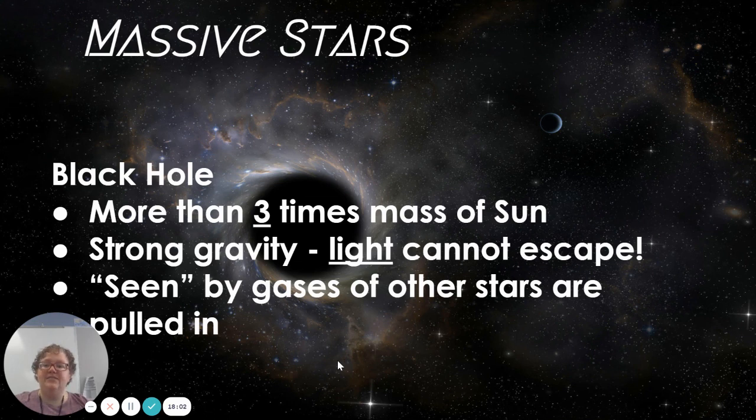So again, massive stars go after the main sequence. We're going to have red supergiants, then a supernova. After the supernova, the smaller massive stars will create a neutron star. The larger massive stars will create a black hole.